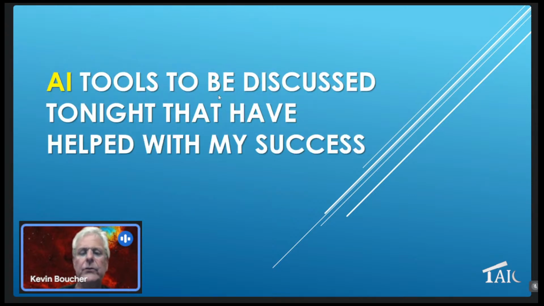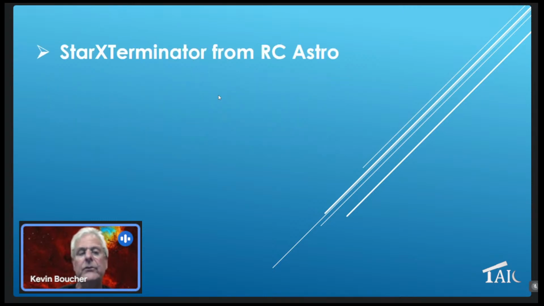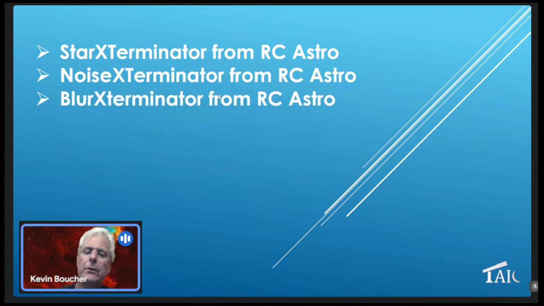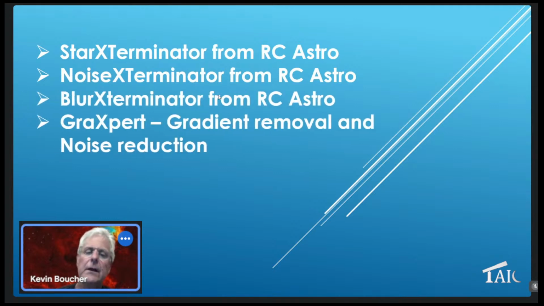So the AI tools that we're going to discuss tonight that have helped with my success are, in order of release from RC Astro, StarXTerminator, NoiseXTerminator, BlurXTerminator, and GraXpert, which you can use for both gradient removal and noise reduction. And what's great about GraXpert is it doesn't have to be a PI tool, a PixInsight tool.